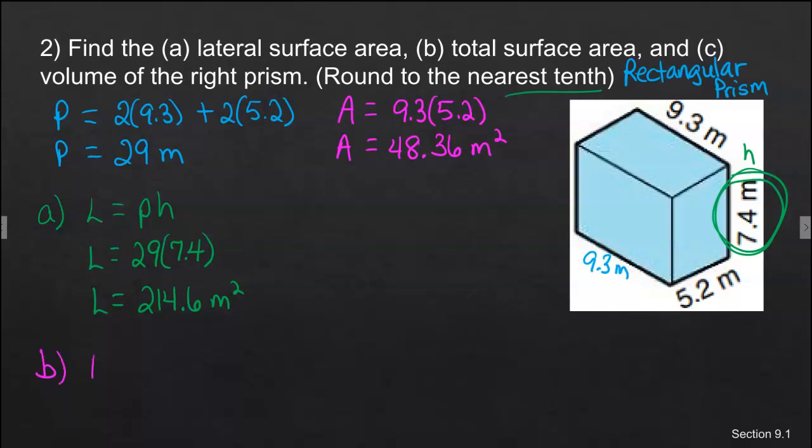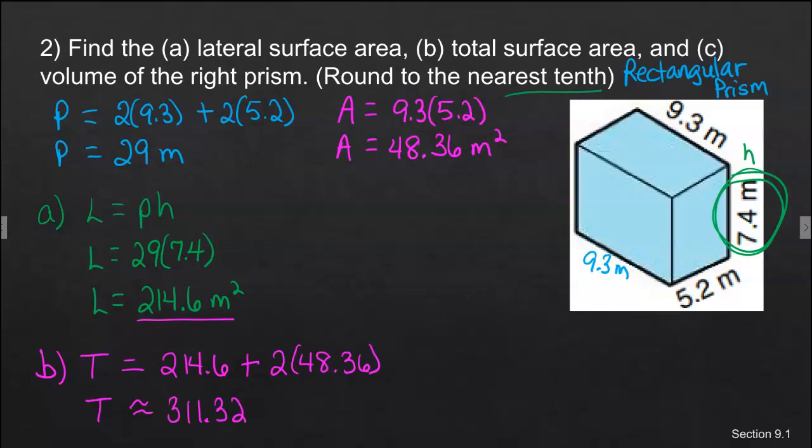Part B is total surface area. So we're going to add the 214.6, the lateral area, plus 2 times the area of my base, which is 48.36. And so my total surface area, 311.32, which rounds to 311.3, that's square meters.